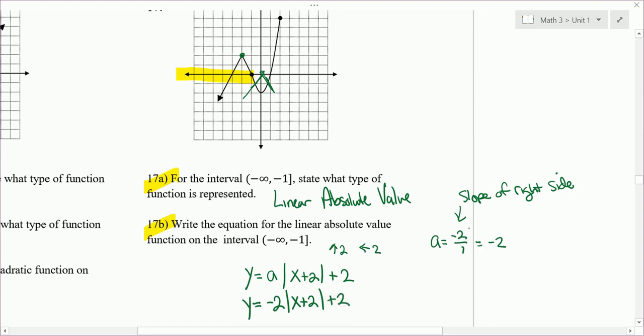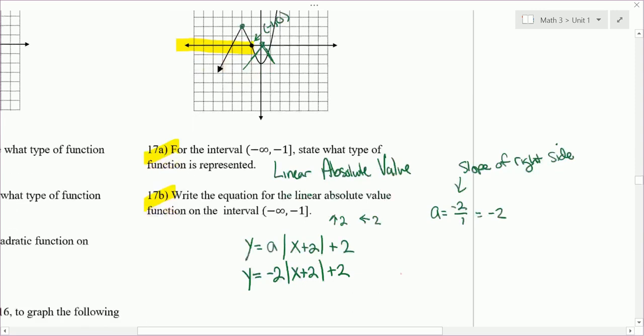Now if you didn't want to use that trick, you can do what we did on prior worksheets, where you could plug in maybe this point here at negative 1, 0. Plug in negative 1 for x, plug in 0 for y, and you can come up with the same result.